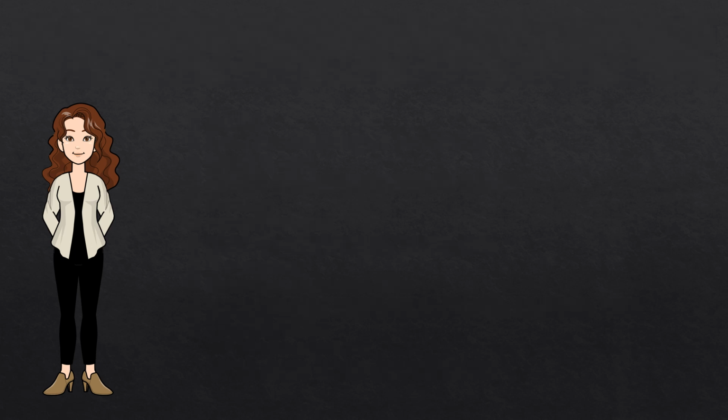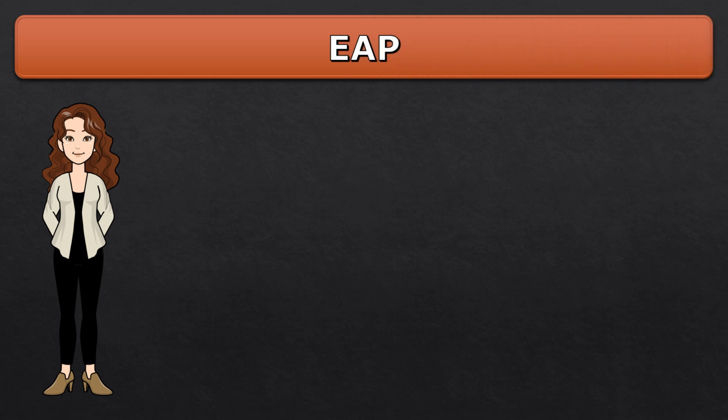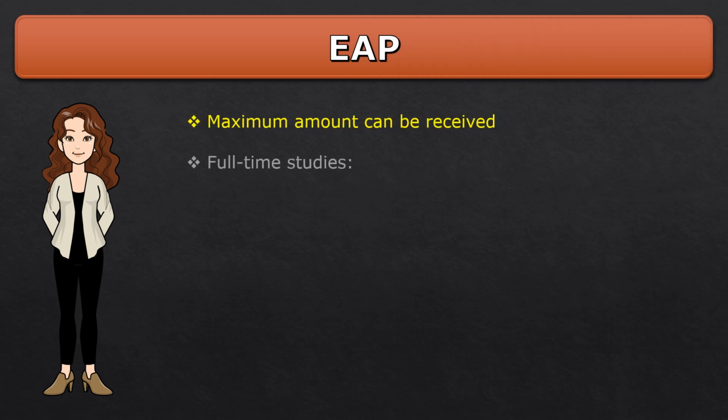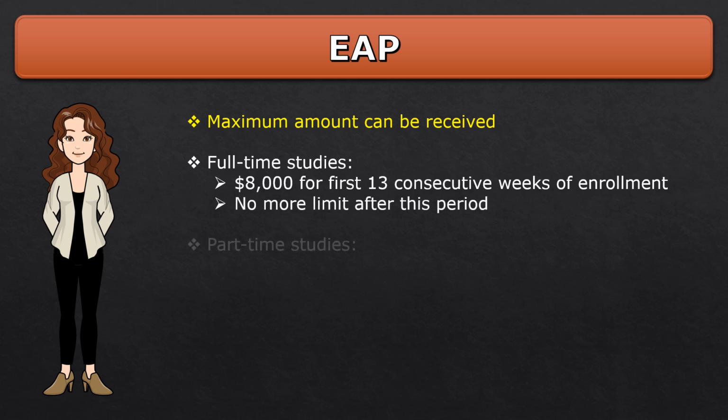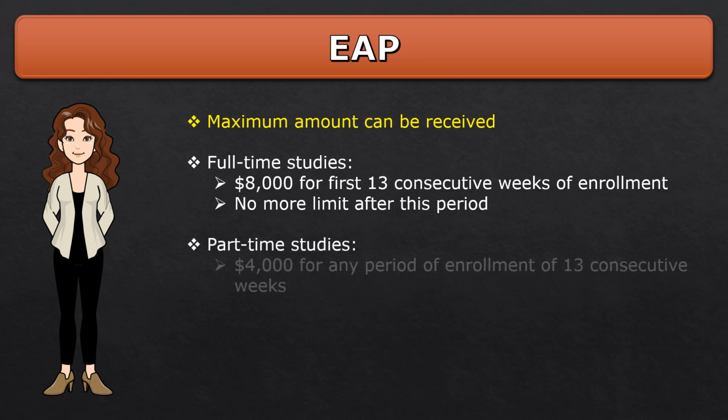The final important point regarding EAPs is that there's a maximum amount of money which can be received. For full-time studies, the limit is $8,000 for the first 13 consecutive weeks of enrollment. After this period, there's no more limit as long as the student still meets all of the eligibility requirements. For part-time studies, the limit is $4,000 for any period of enrollment of 13 consecutive weeks.